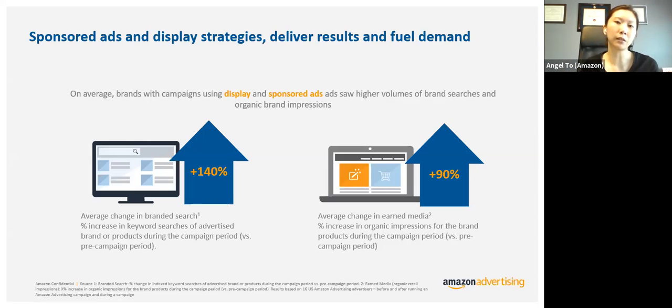When you do run sponsored ads and display synergies, when you have that good overlap, we have seen that because you have more traffic and more qualified traffic, in terms of earned media, we have seen at least a 90% increase in earned media. So there are extra impressions that you can gain beyond the paid advertising piece, which you can benefit from by running these types of strategies.